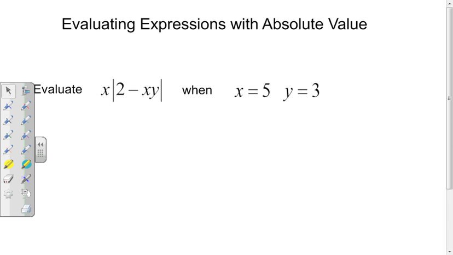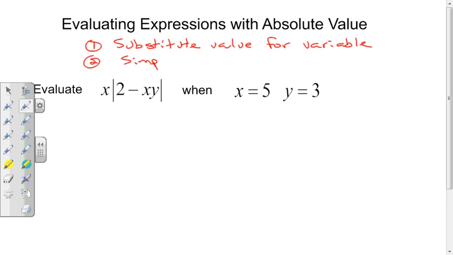So let's get into looking at evaluating expressions with absolute value. Well, evaluate, if we remember, often will require us to do two steps. One is substitute values for variables, and two would be to simplify. 9 out of 10 times it means to use PEMDAS when you do that. So I'm going to do two quick examples here and see if that illustrates how to do something like this.